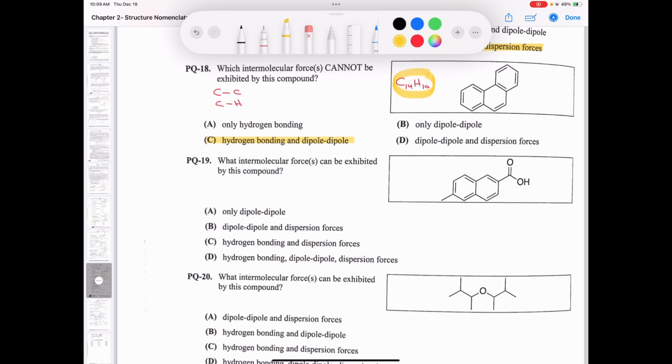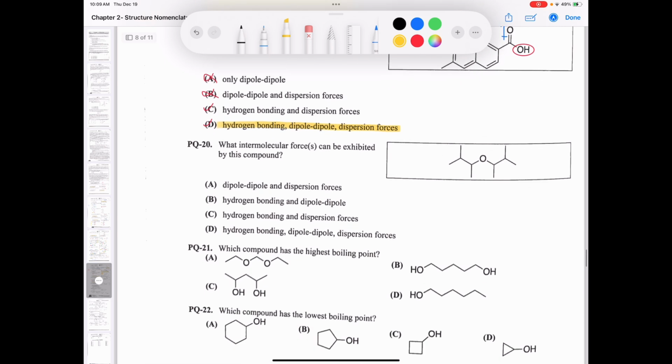All right, what intermolecular forces can be exhibited by this compound? Well, here you see that we have an oxygen and a hydrogen together, and so we definitely have hydrogen bonding, so we can cross off both of these. And we know that if we have hydrogen bonding, we definitely have dipoles, and we have one here, and there's another one here. There's another one that could be drawn too. Anyhow, we clearly have dipoles here, and we know that all compounds have London dispersion forces if they're covalent compounds, and this is a covalent compound because it's only made out of carbon, hydrogen, and oxygen, so the answer is going to be D.